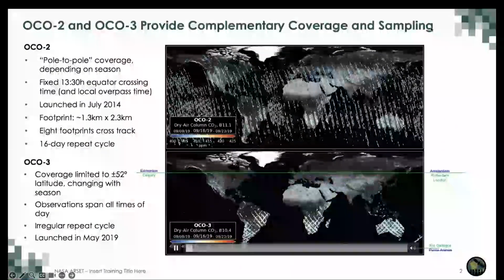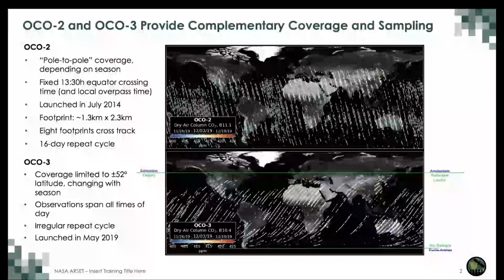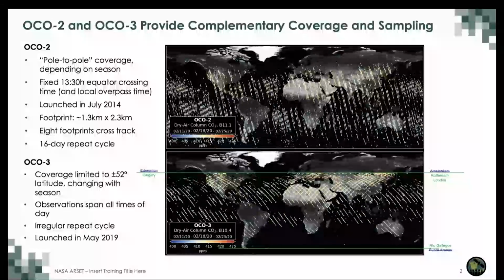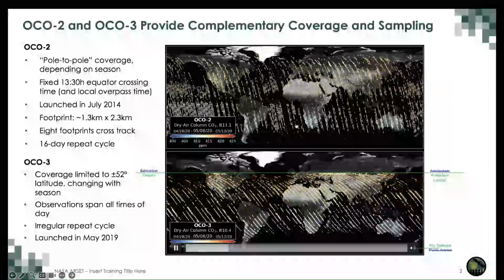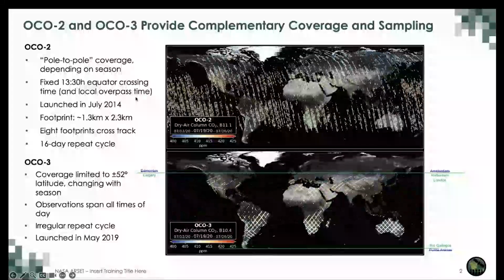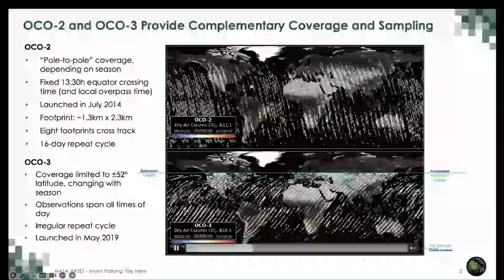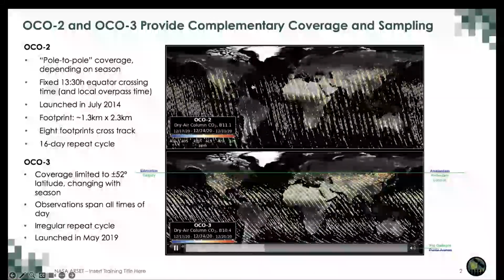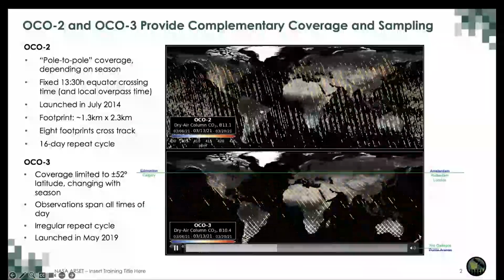So OCO-2 and OCO-3 both observe two main observables, column CO2 and the SIF observations using reflected sunlight, but they are on different platforms. The animation shows the column CO2 from both OCO-2 and OCO-3. OCO-2 is on the A-Train, so it has pole-to-pole coverage depending on the seasons, and it has a fixed 1:30 p.m. equatorial crossing time, and was launched in July 2014.